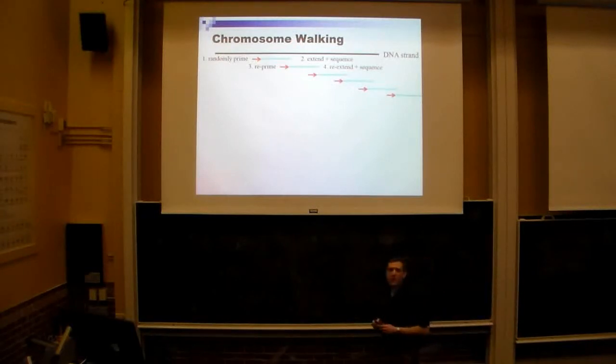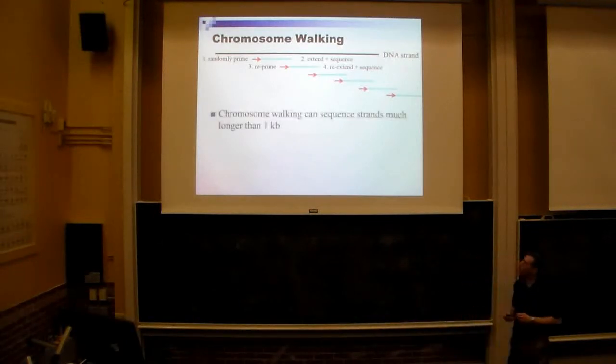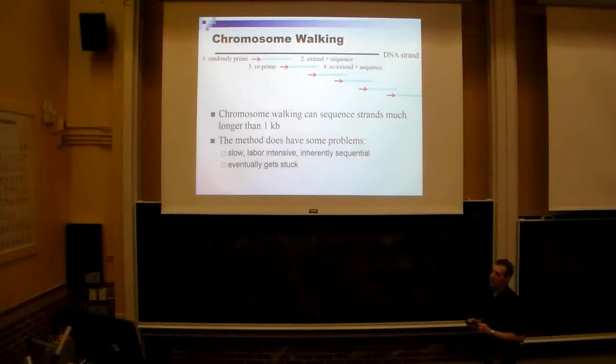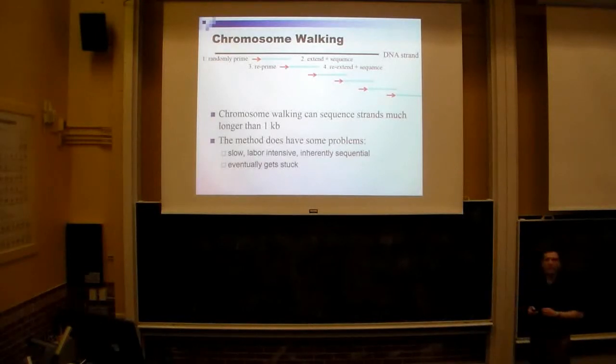So this was the original technology people used to try to get from being able to sequence short regions to being able to sequence long regions. And this could work to get you appreciably beyond the kilobases that a sequencer can do, but it did have some significant problems. One of the big problems with this technology is that it's slow and labor intensive.